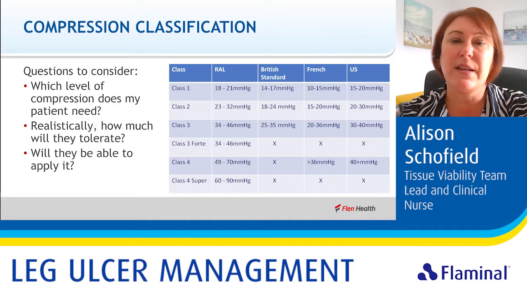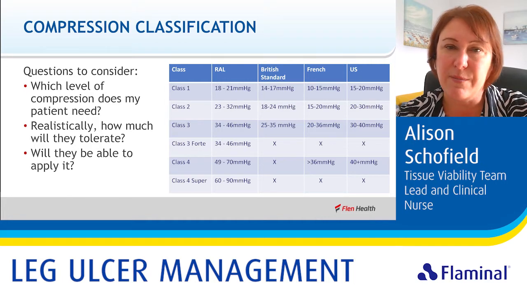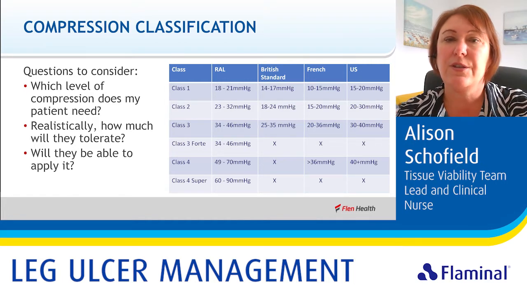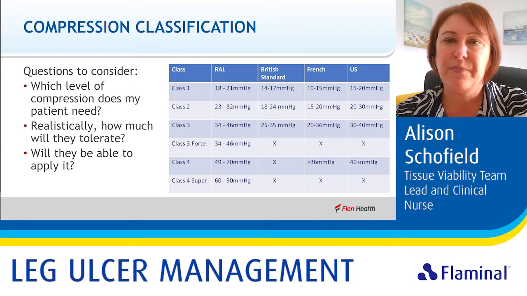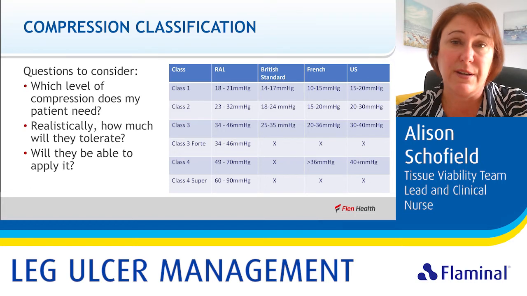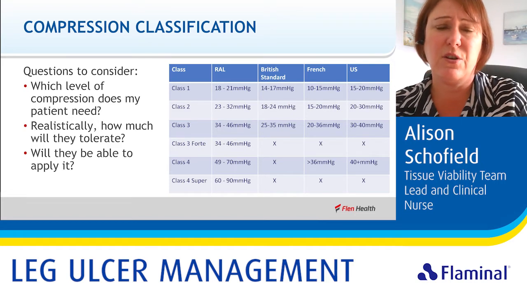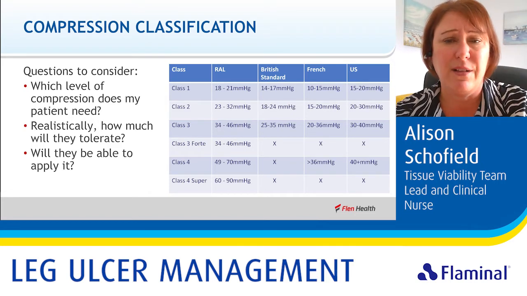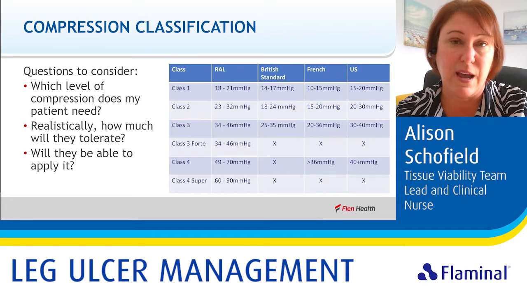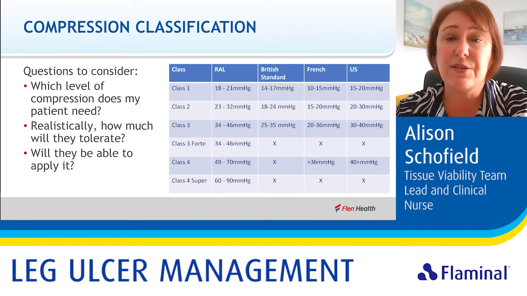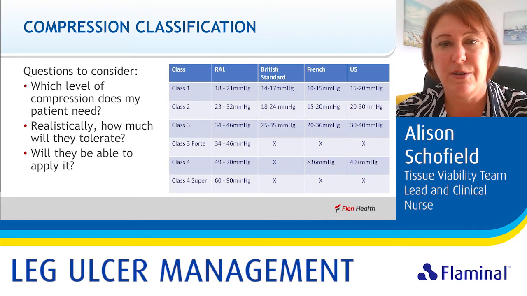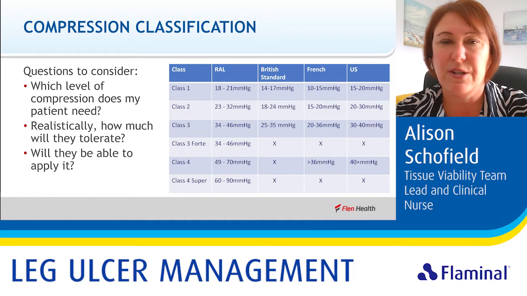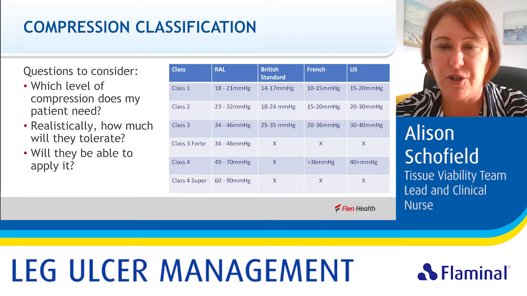So just be aware, and you can see on the table there's different types of compression system. So we've got the RAL, which is what we call the European class. We've got the British standard and the French and the US, but it's normally the British standard and the RAL that we use in our formularies. And so the RAL, the European ones, are the ones that really are better if you've got edema to the leg, and then the British standard if not.